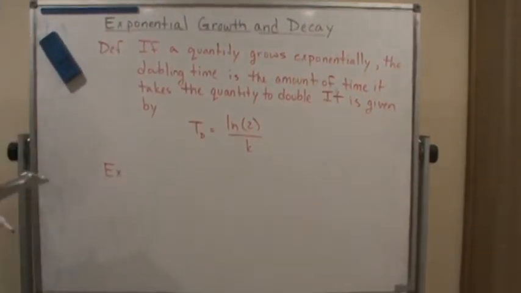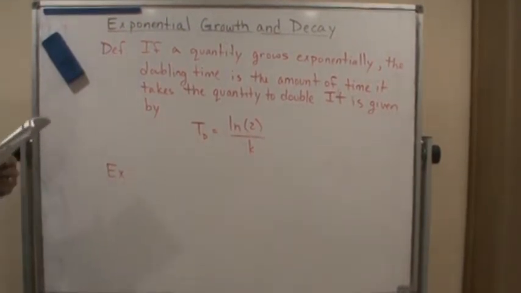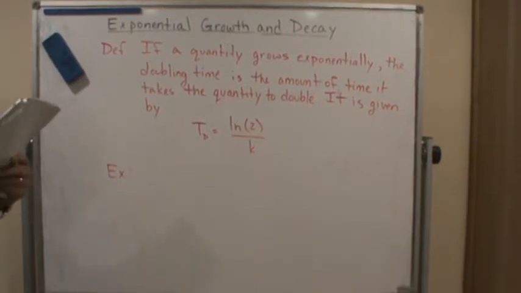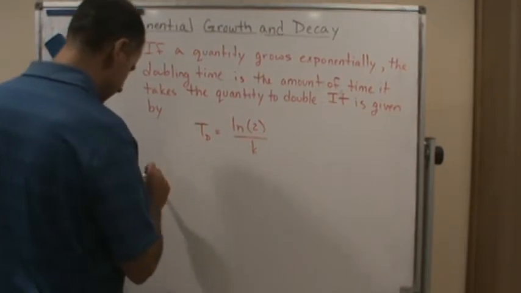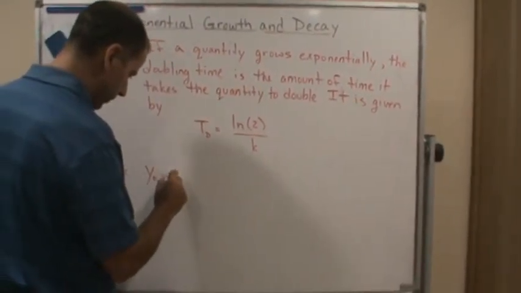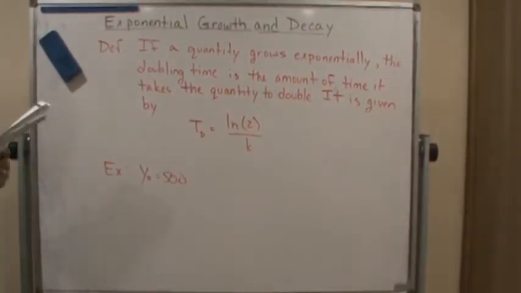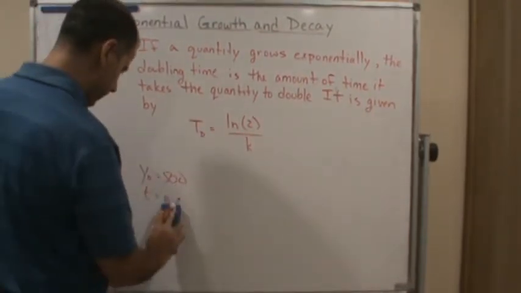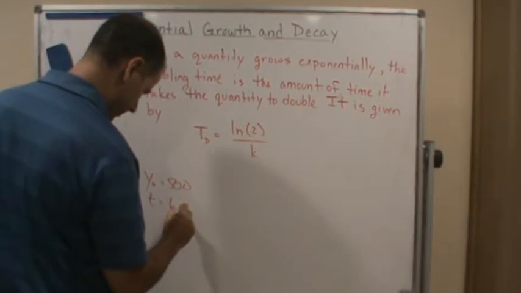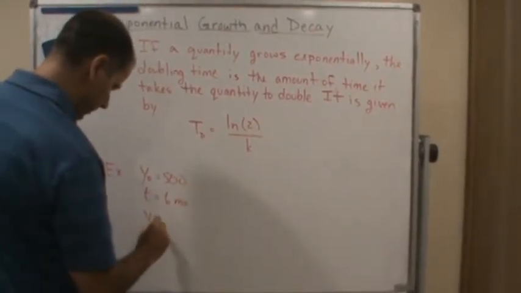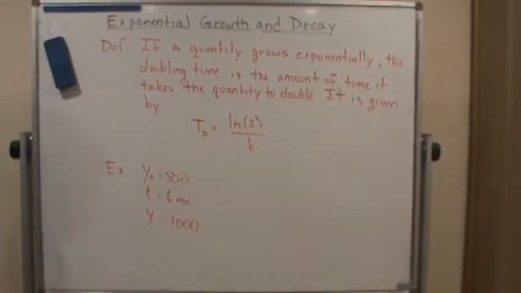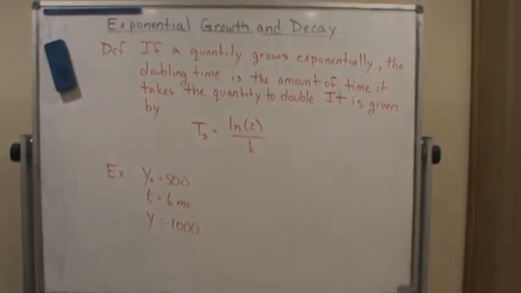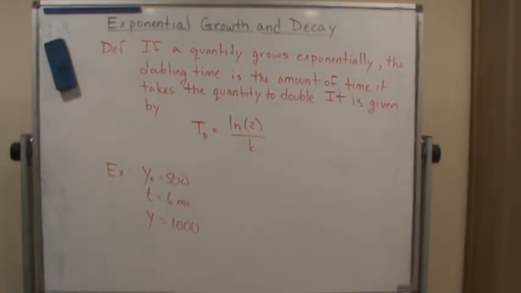Now, here's an example of where we might use it. It says, assume that a population of fish grows exponentially. A pond is initially stocked with 500 fish. So that's the initial value, y0 is 500 fish. After 6 months, there are 1,000 fish in the pond. So t equals 6 months, and the population is 1,000 fish. The owner will allow his friends and neighbors to fish on his pond after the fish population reaches 10,000. When will the owner's friends be allowed to fish?